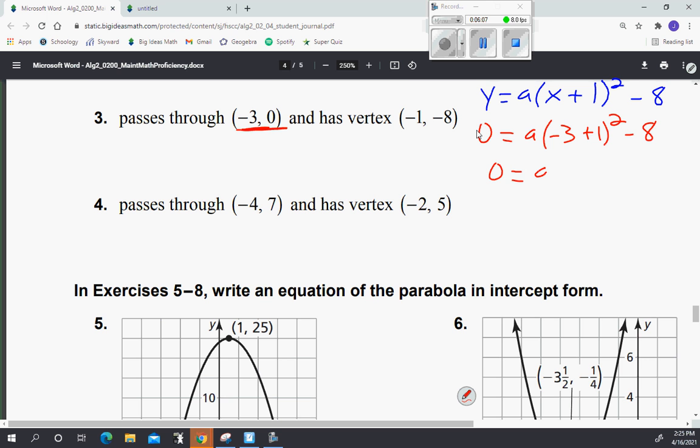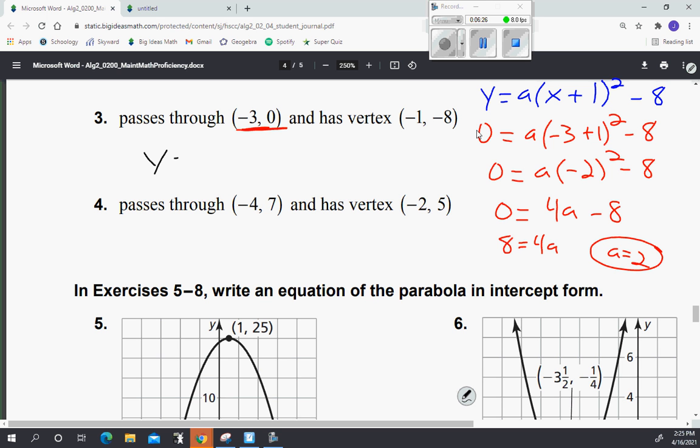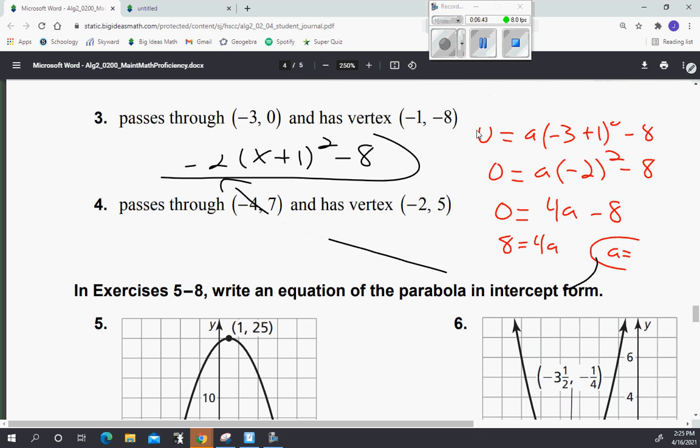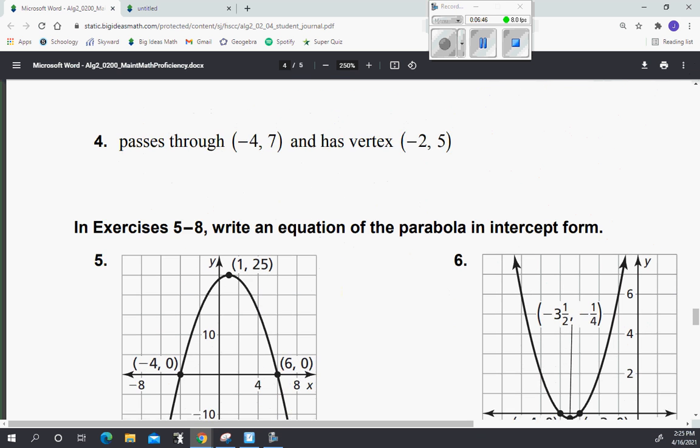0 equals a times -2 squared minus 8. Keep solving. 0 equals, looks like we're going to get 4a again, minus 8. Add 8. A equals 2. So my equation, y equals 2 times x plus 1 squared minus 8. All we're doing is taking this equation down here and bringing a and throwing it in. So we're done. So you guys can do the last one on your own. I'm going to move on.